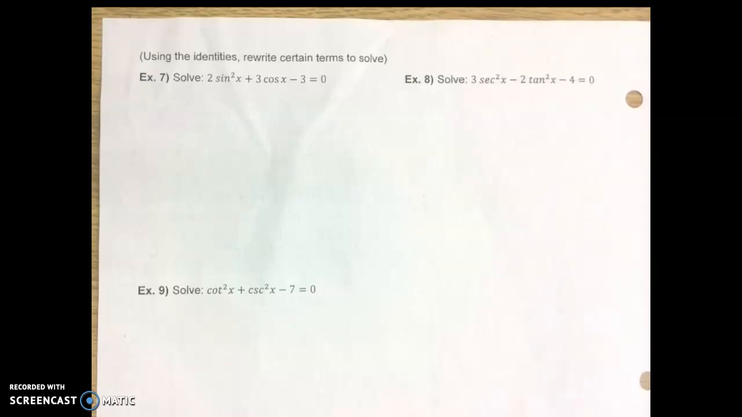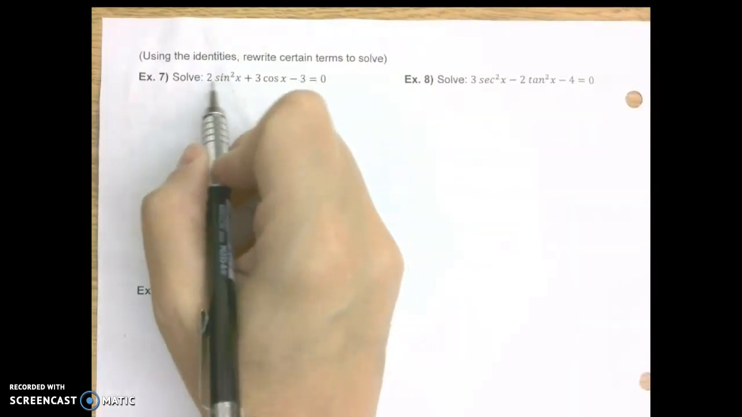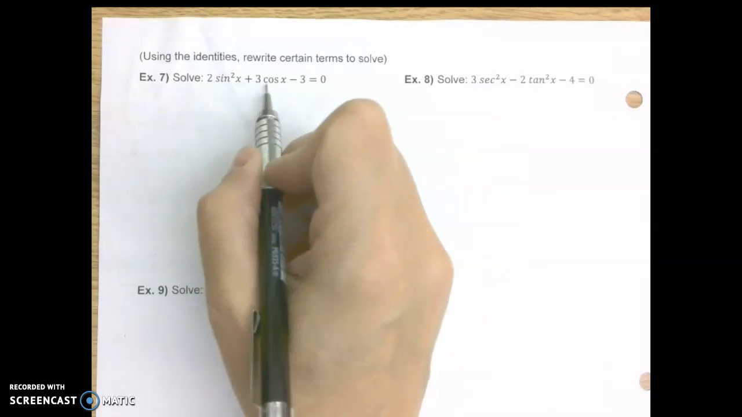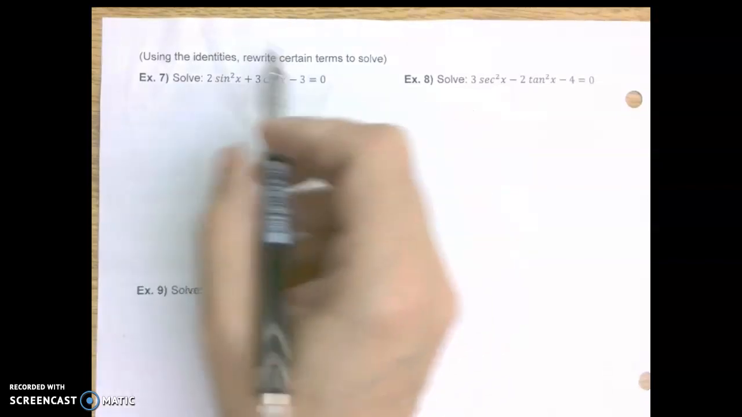Okay, so part 2 here. These are some examples of when we will have to substitute the identities in order to factor. All right, so I have 2 sine squared x plus 3 cosine x minus 3 equals 0.